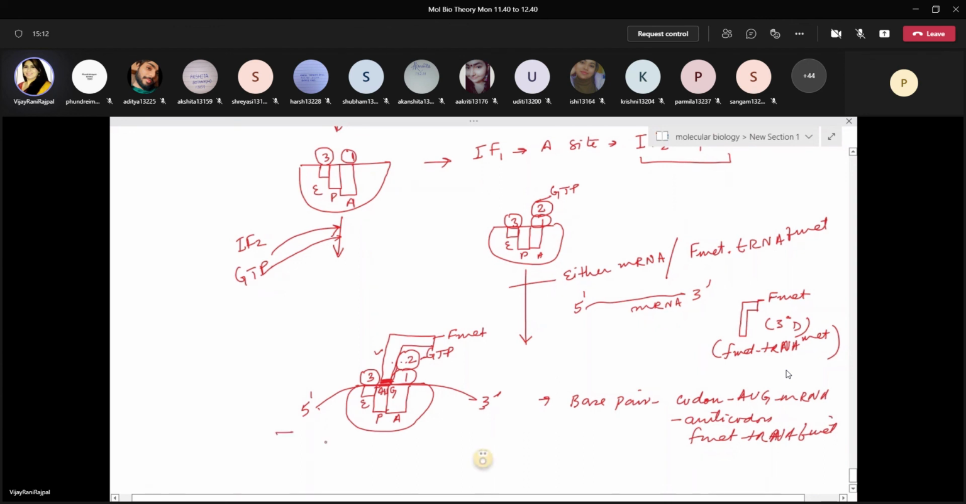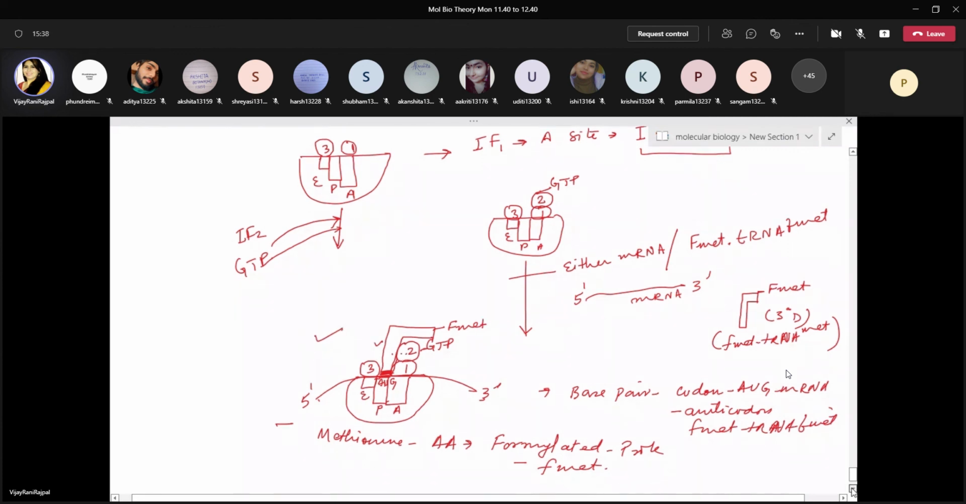Methionine is the first amino acid to be transferred, right? And it is formylated in prokaryotes. In eukaryotes, it is not. That is how it is known as FMET, formylated methionine. So this complex is known as the initiation... No, this is not known as the initiation complex because 50S has not yet joined.